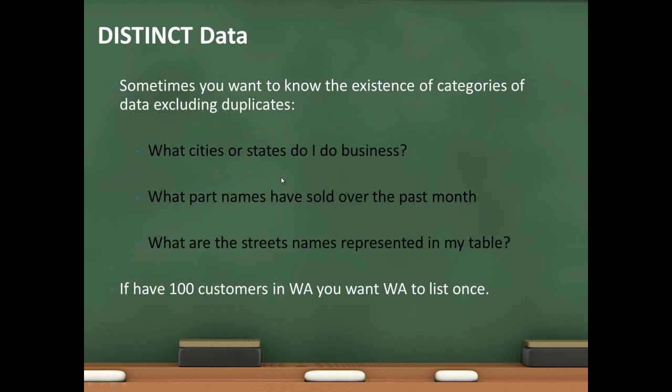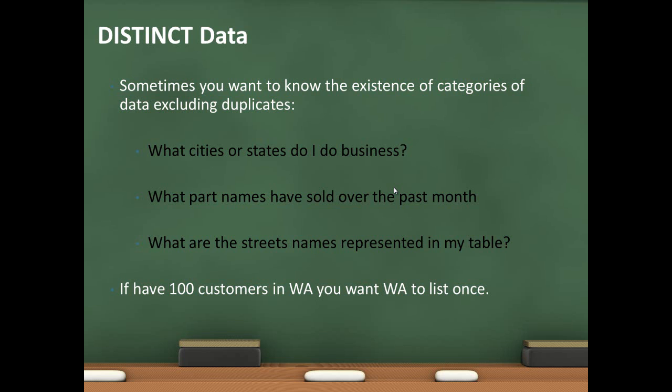Okay. Distinct. Let's talk real quickly about distinct. What distinct does is it says, just give me one example of that piece of data that's going to be returned. The example that the slide says is, what cities or states do I do business? Or what part names have I sold over the past month? Or what street names are represented in my table? Or what are the baseball teams in baseball, if you will? Or what are the last names that exist in my table? Whereas if there's 30 Joneses, I only want Jones to be returned once.